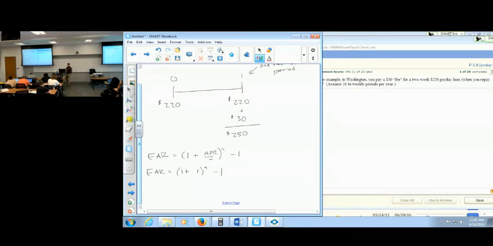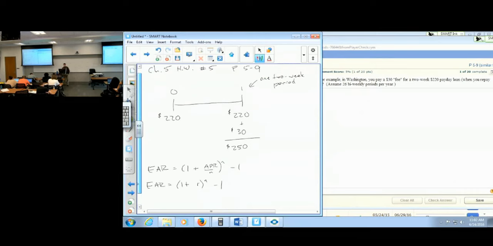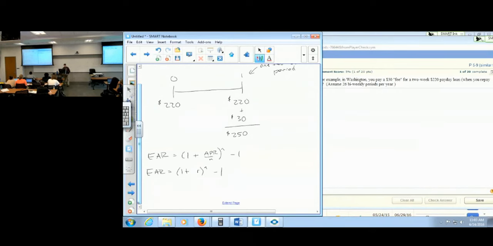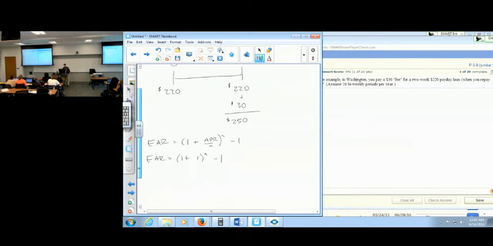N is easy enough. The loan is for 2 weeks, and it tells us in the problem, assume 26 bi-weekly periods per year. Okay, so there's 26 of those 2-week periods in 1 year. So there's 26 compounding periods per year. N is given. What I don't have is r, the periodic effective rate. And there are several ways that I can get it.